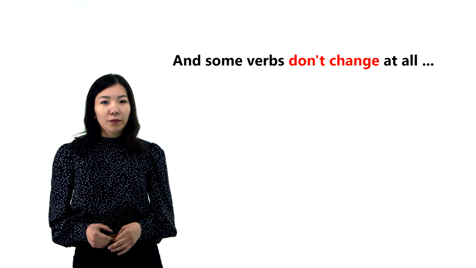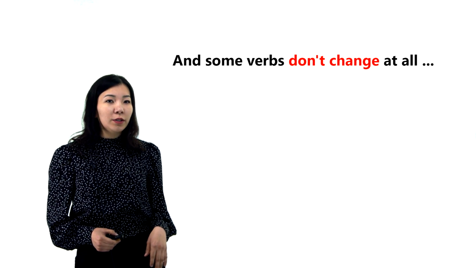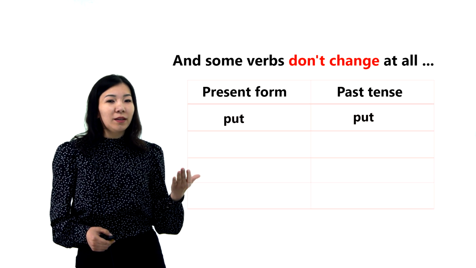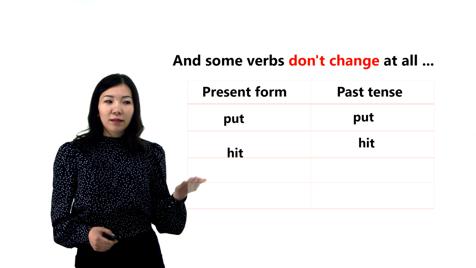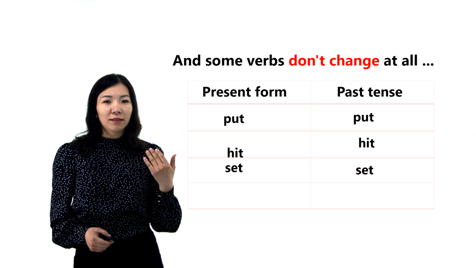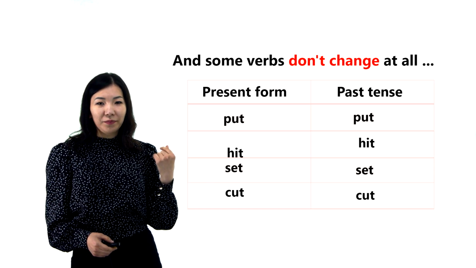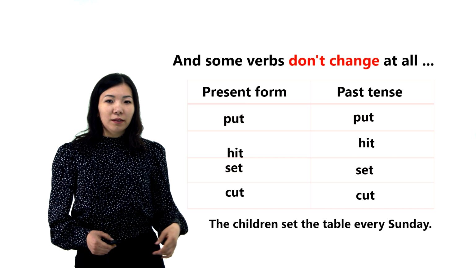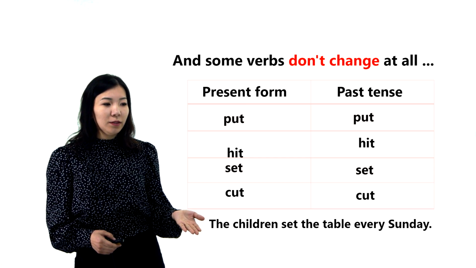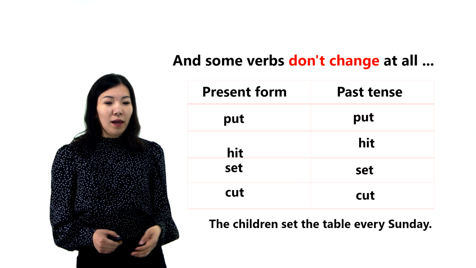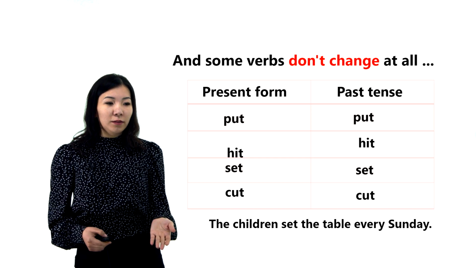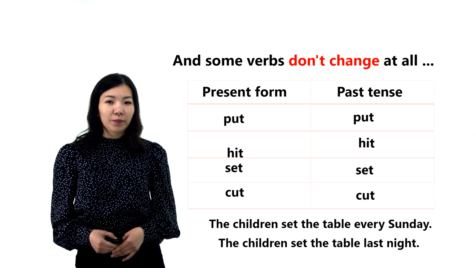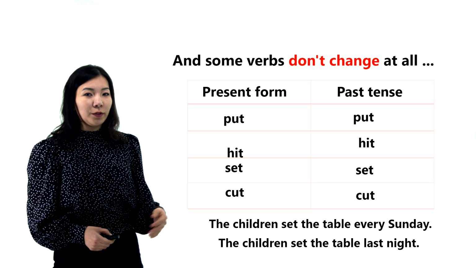And some of the irregular verbs don't change at all. For example, put in present form and in past form, they're the same. Hit, set, said, cut and cut. So, for example, in the present form, the children set the table every day. And in the past tense, the children set the table last night. So the verb doesn't change. All right, so let's move on.